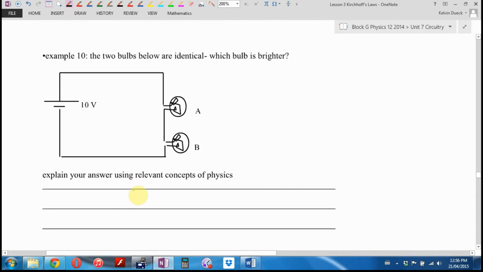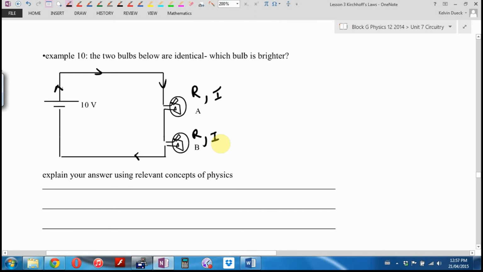Two bulbs below are identical. Which bulb is brighter? Well, if they're identical, they each have the same R. Is there anything else that's the same about these two? What can you tell me about the current in each of these bulbs? Different or the same? You're right. Remember, current is how many skiers? They all left here. Is there any other junction for them to go through? Nope. They've got the same I.